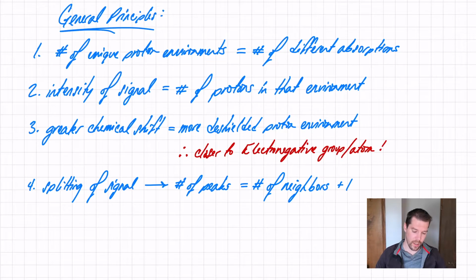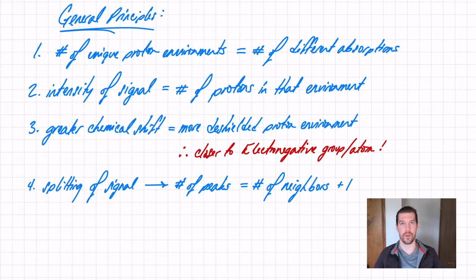First, we just want to talk about some general principles. Number one, the number of unique proton environments is equal to the number of different absorptions, or the number of signals that you'll see on a spectra. Number two, the intensity of the signal is related to the number of protons in any given environment. So the stronger the signal, the more protons share that environment. And we should also know that these are relative to each other.